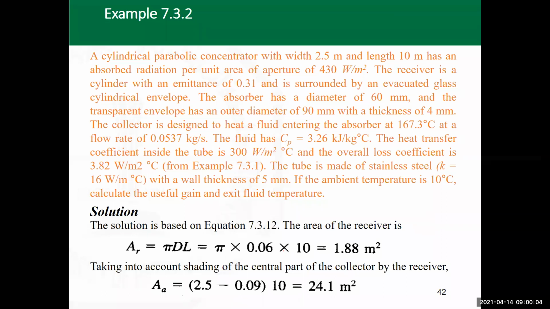What is needed here, as usual, we are looking for the useful gain, the useful energy that has been transferred to the fluid in the collector, and what is the outlet fluid temperature.